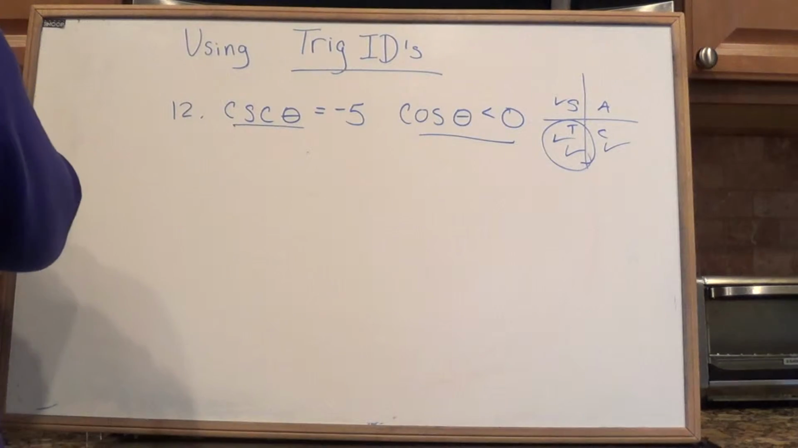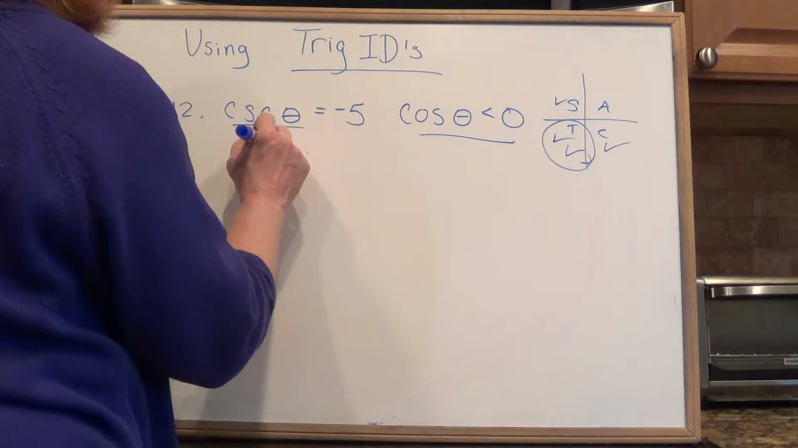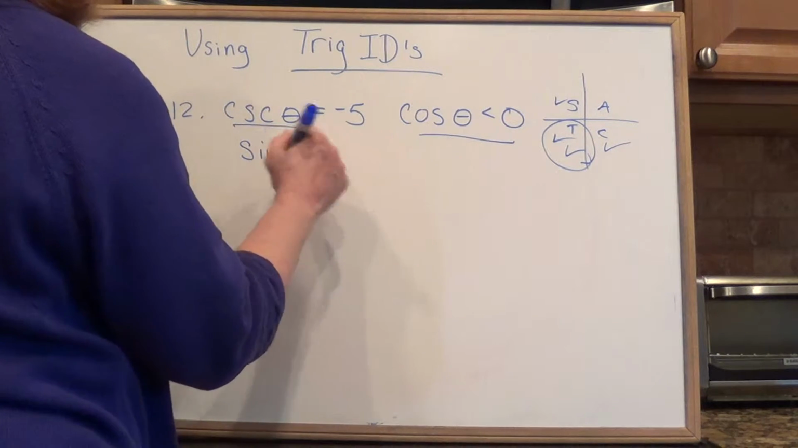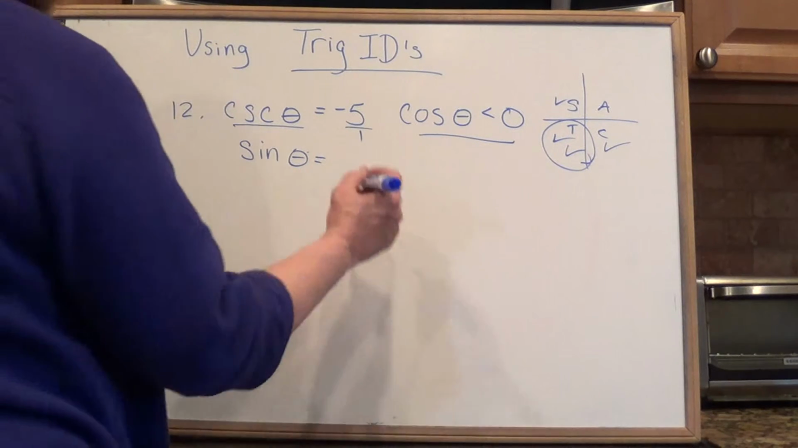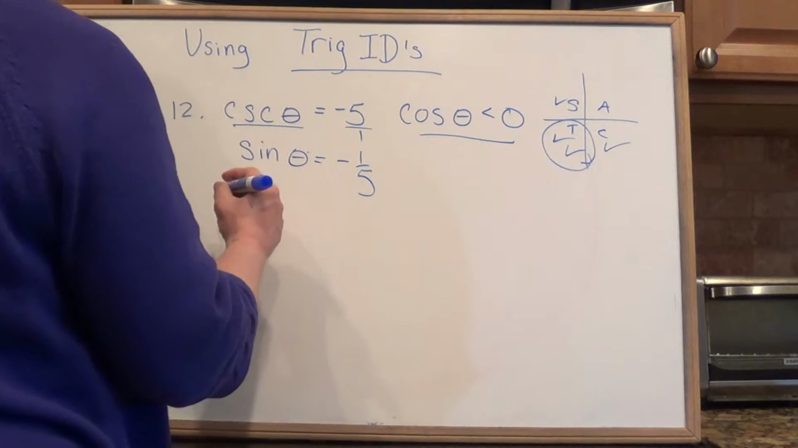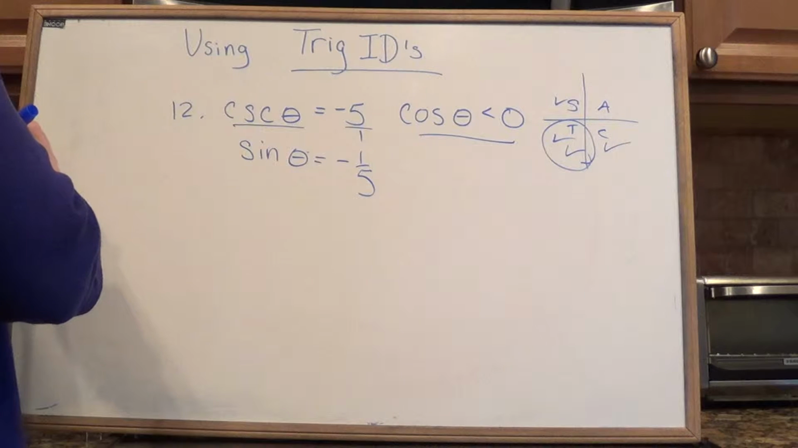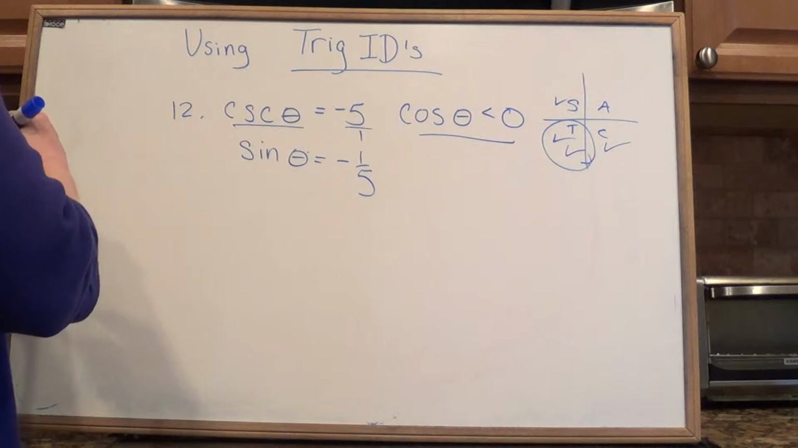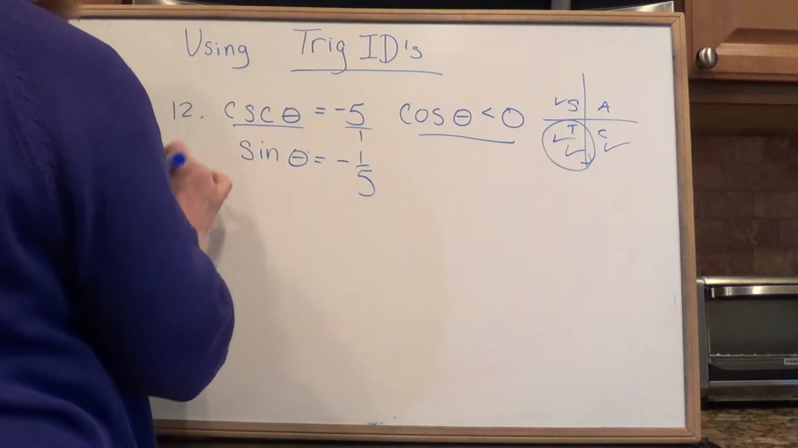All right, now let's see what we can get quickly. If we know cosecant, we know sine, because they're reciprocals of one another. So when I flip negative 5 over 1, I get negative 1 over 5. And I can go from there and try what would be good to do next. There isn't a real clear choice, is there? So I'm going to work on cotangent.